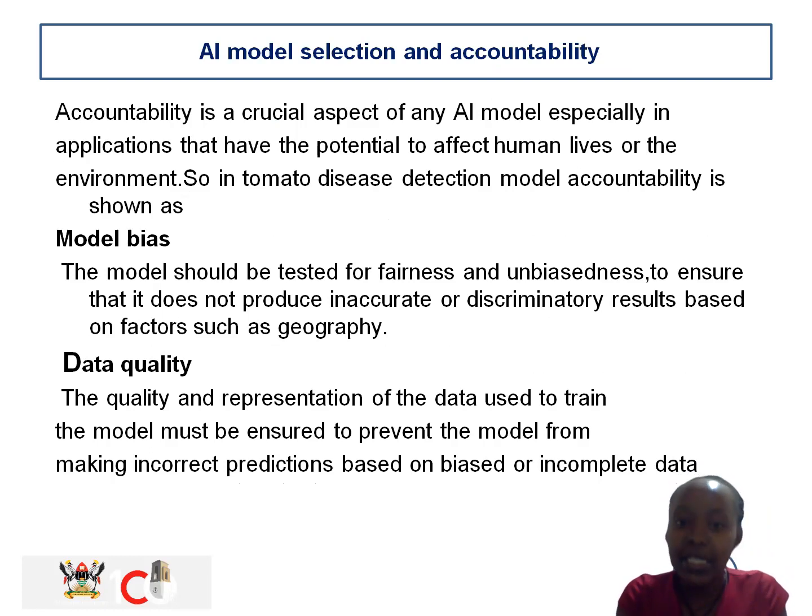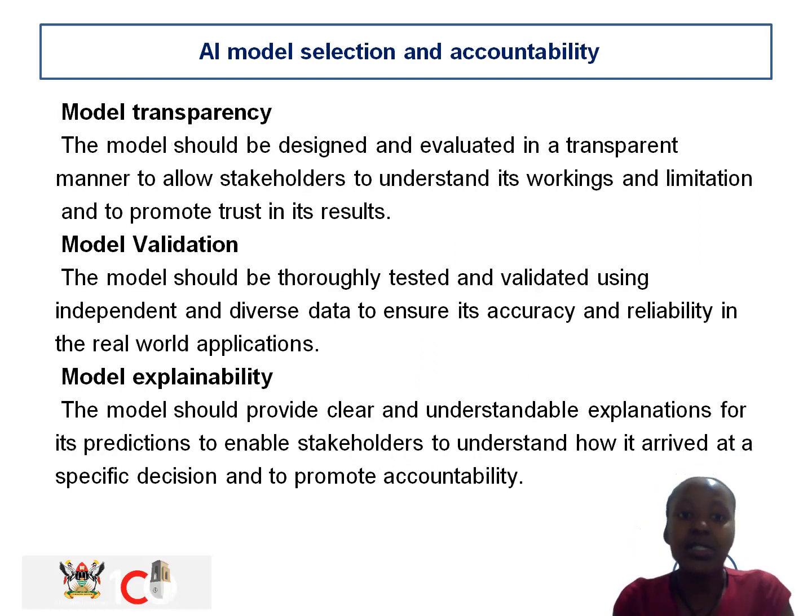The model should be tested for fairness and unbiasedness to ensure that it does not produce inaccurate results. There is nothing good in it when the model is biased. So you have to make sure it is not leaning on one side, but it is generally doing what it is meant to do. The quality of the data used to train the model must be ensured to prevent the model from making incorrect predictions. If you use data that is not of good quality, then you're going to make wrong predictions.